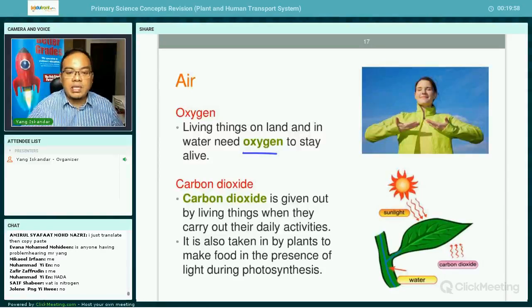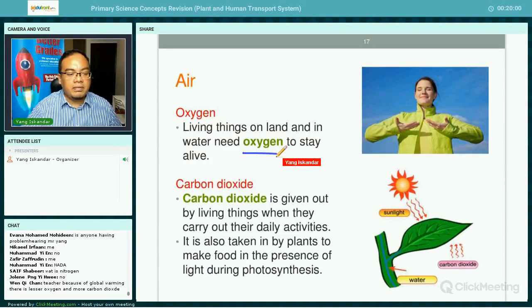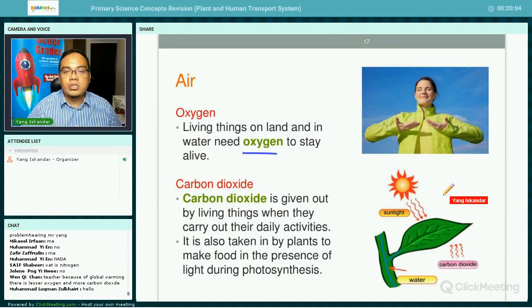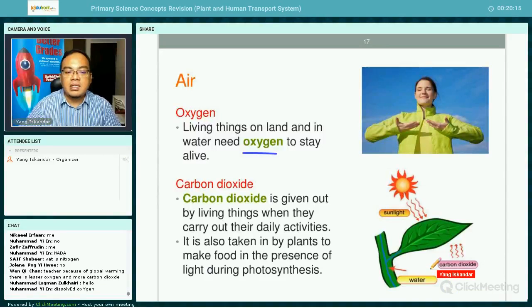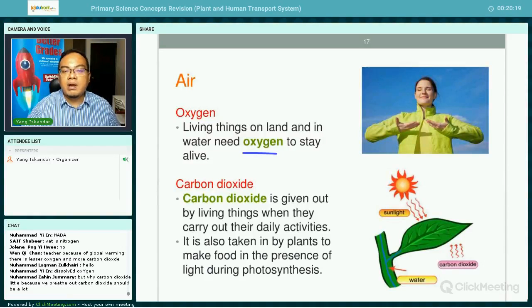Now, oxygen: living things on land and in water need oxygen to stay alive. Now, carbon dioxide is given out by living things when they carry out their daily activities. It is also taken in by the plants to make food in the presence of light during the process of photosynthesis. So humans and animals give out carbon dioxide during respiration, but this carbon dioxide is taken in by the plants in the process of photosynthesis.